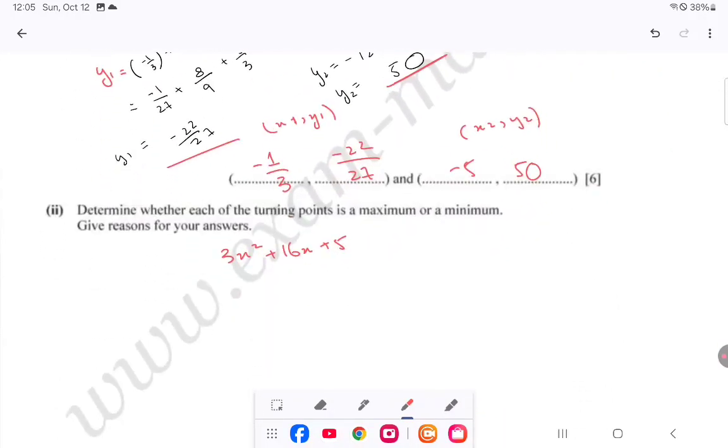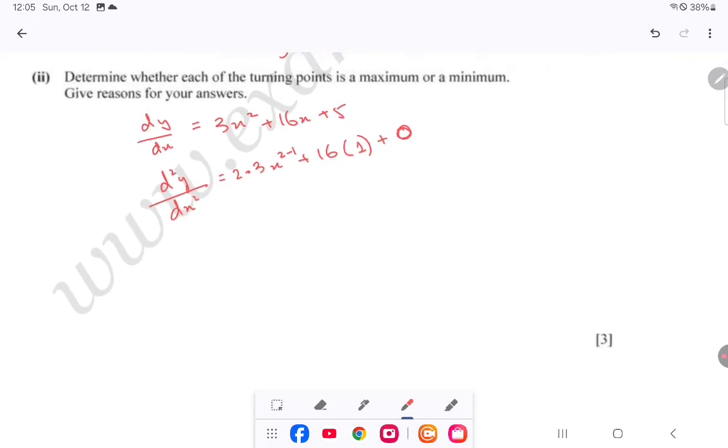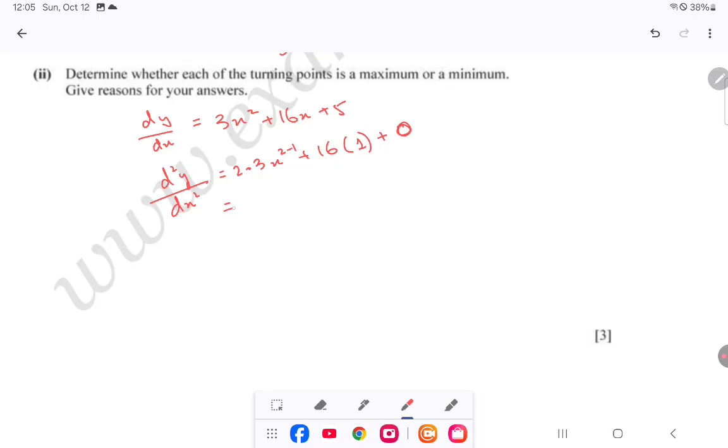Now we have to calculate the second derivative, which is d2y over dx square. Power comes first, power minus 1, plus 16. The derivative of x is 1, and the derivative of a number given is 0 with no variable. So 2 into 3 is 6, x to the power 2 minus 1 is 1, plus 16. This is our second derivative.